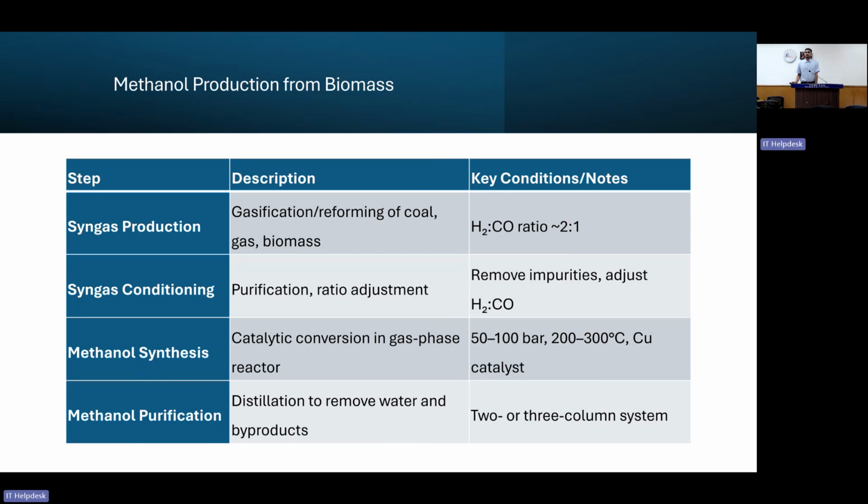Now coming to the next, which is the methanol production from biomass. Mostly methanol is produced through hydrolysis and fermentation, and then it is subjected to chemical changes.